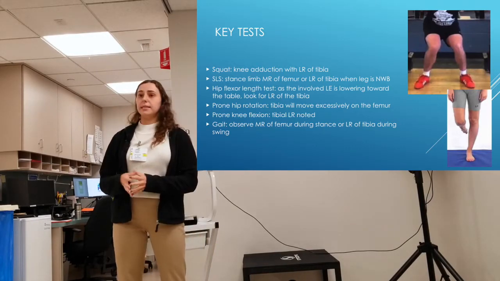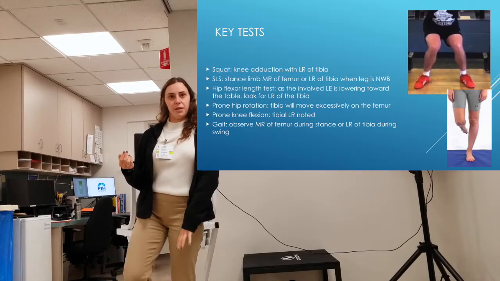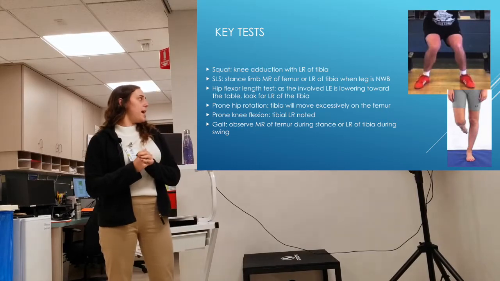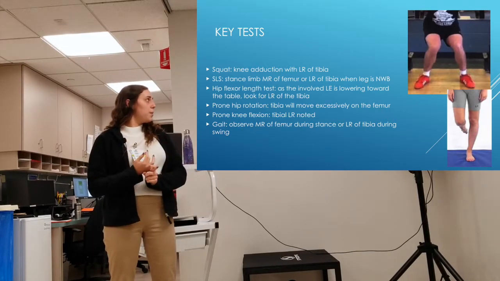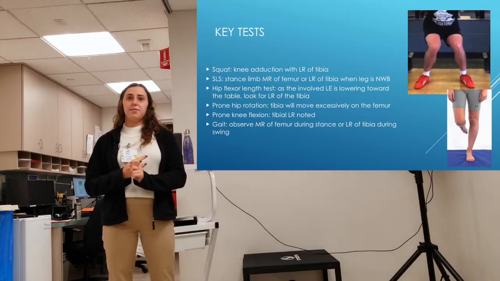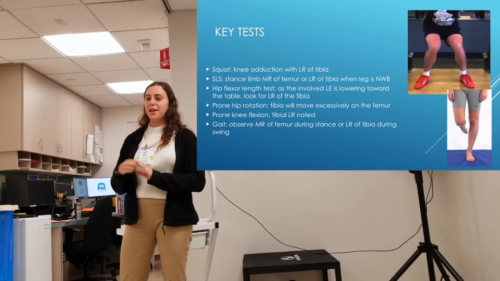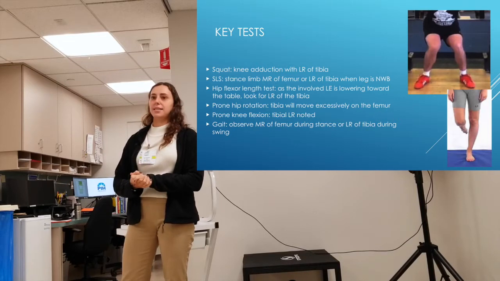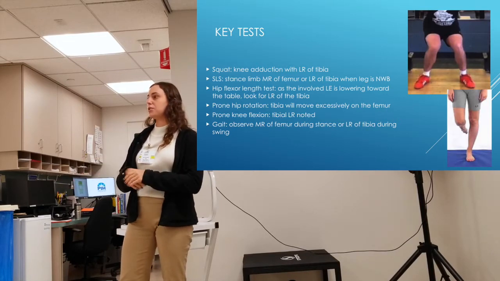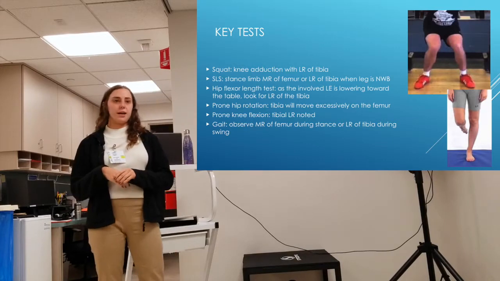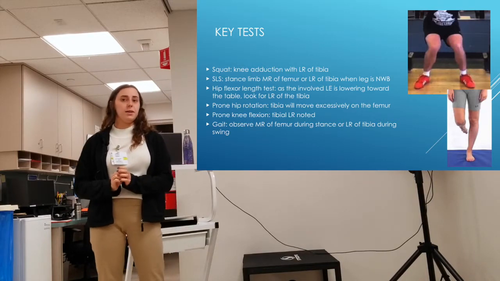You can also look in single leg stance. You'll see, again, medial rotation of the femur on the tibia, and then you can even get them in prone or in supine. In supine, if you look at the hip flexor length test, I don't do this one enough, but as you lower the leg down to the table, you'll see that tibia start to rotate laterally. So that'll be a cue that that patient's getting too much lateral rotation of the tibia on the femur.